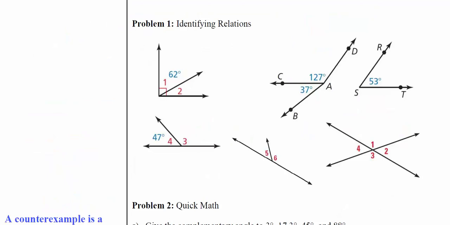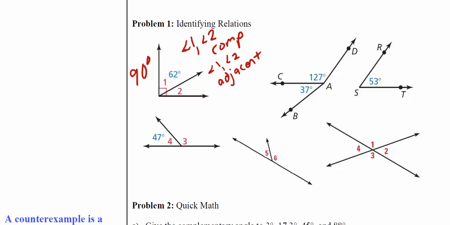Let's look at a few pictures and let's do a little bit of math and a little bit of thinking. So, looking at this first one right here with angle 1 and angle 2, this looks familiar. We note the little square right here. That square implies that this forms a 90-degree angle. And what we have here is we have angle 1 and angle 2 are complementary. We also know that they share a side and they share a vertex. This also makes angle 1 and angle 2 adjacent.